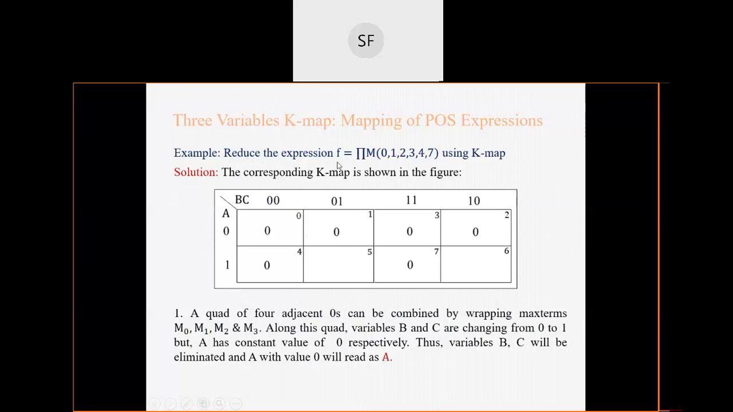Okay, so the example is: you have to reduce the expression f equals product of max terms, and these max terms present in your function are 0, 1, 2, 3, 4, 7. Using the K-map you have to reduce. Okay. So now the first thing is you have to map. Mapping is the first thing. First you have to do mapping and then you have to do minimization.